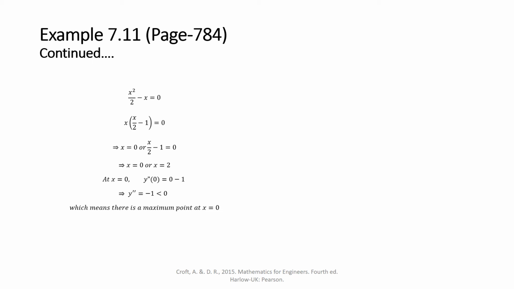Now let's see at x equals 2. At x equal to 2, the second order derivative is 1, which is positive, and in the key points we studied that if the second order derivative is positive, it means that it is concave up, and concave up means this is a minimum point.